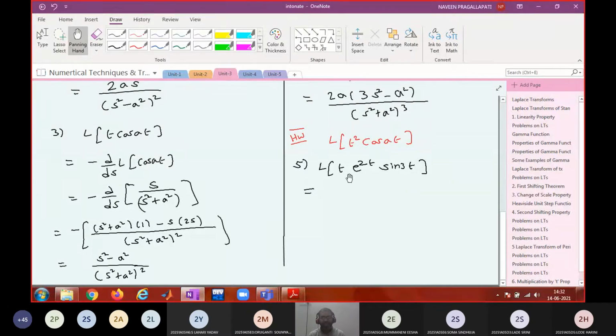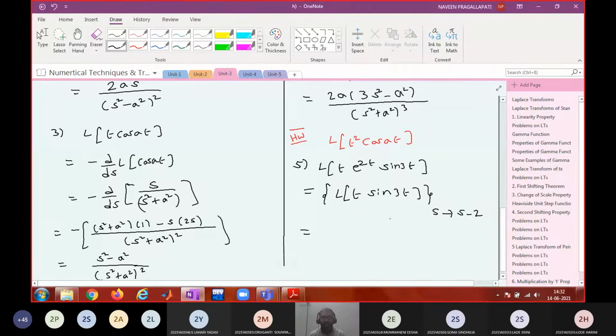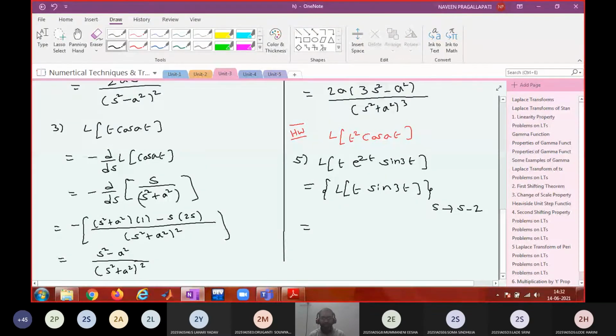t sin 3t. And you can use the exponential property, no? That will be easier. Whenever you have multiplication and an exponential is there, take that out first. That means if you apply the first shifting property, then your problem will be easier. By the first shifting property, s is replaced with s minus 2. Now I already know Laplace of t sin at, so use it.